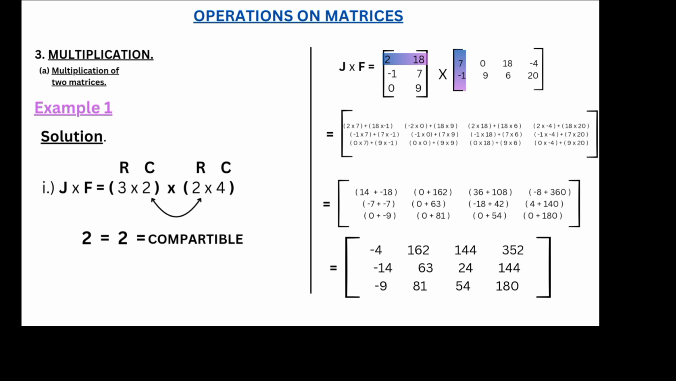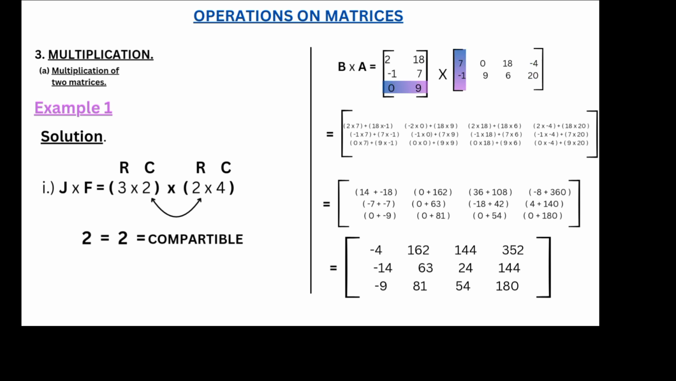Again, we take the first row of the first matrix multiplied by the first column of the second matrix. So 2 times 7 plus 18 times negative 1. 2 times 0 plus 18 times 9. And then 2 times 18 plus 18 times 6. Then 2 times negative 4 plus 18 times 20. Then negative 1 times 7 plus 7 times negative 1. Negative 1 times 0 plus 7 times 9. Negative 1 times 18 plus 7 times 6. Negative 1 times negative 4 plus 7 times 20.